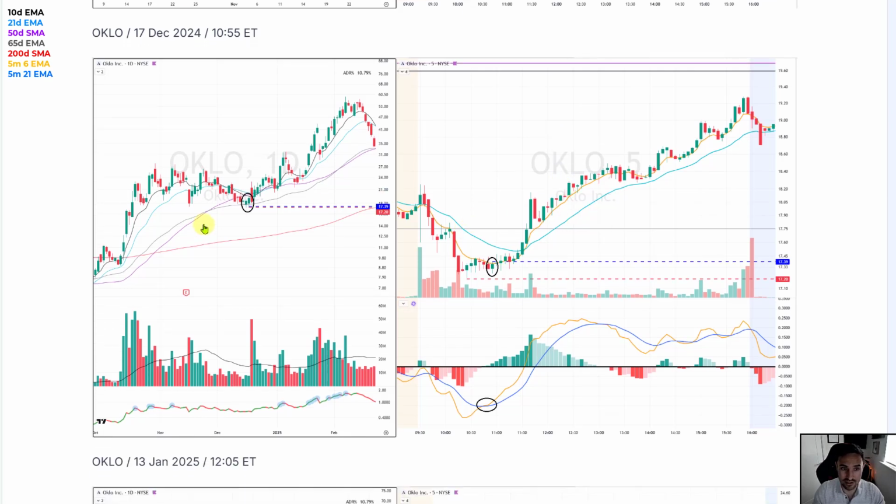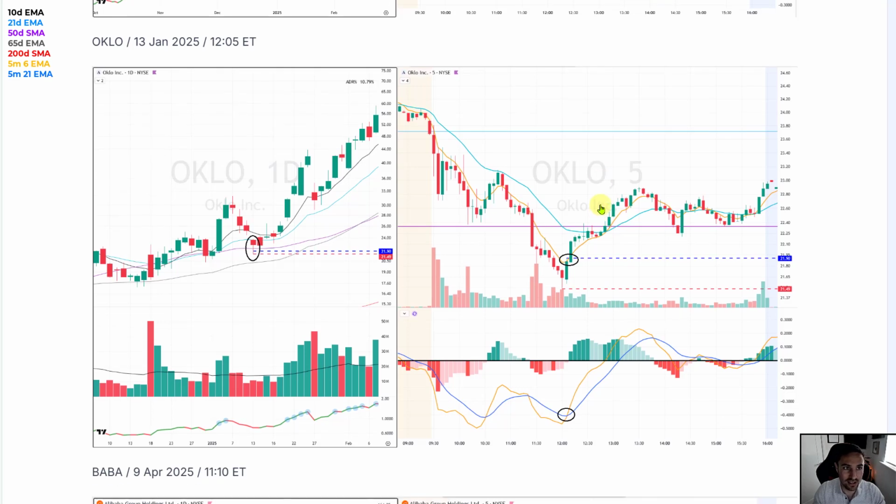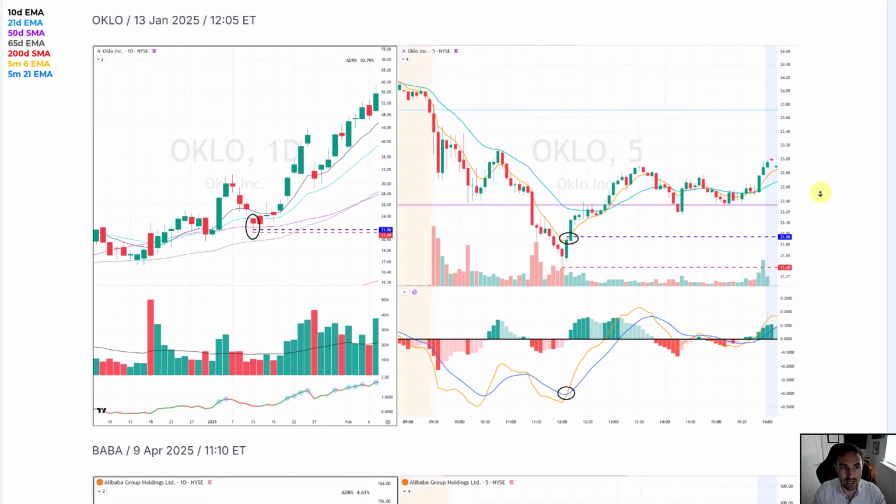Oklo here, this is actually off the 65-day EMA in here. You can see it trades down, recovers. There's your MACD going positive. Let me see if I can find a really clean one for you. Okay, Oklo, 50-day SMA. This is Jan 13th, 2025 at 12:05 Eastern time. So Oklo here, again, we're looking at momentum leaders, ADR of over 10% on this one.